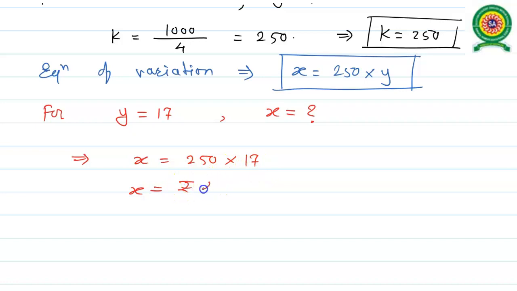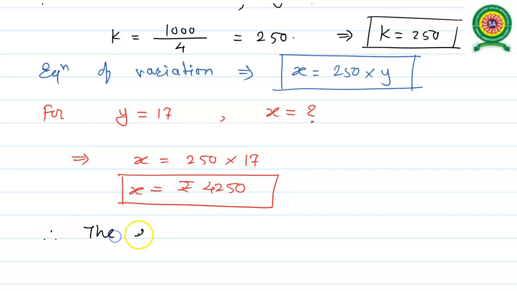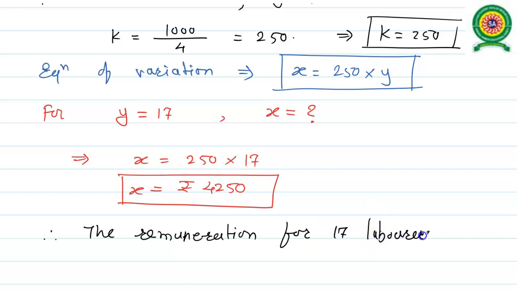That is rupees 4250. The final answer should be written in word form. Therefore, the total remuneration for 17 laborers is rupees 4250. So here we have our practice set 7.1. Thank you.